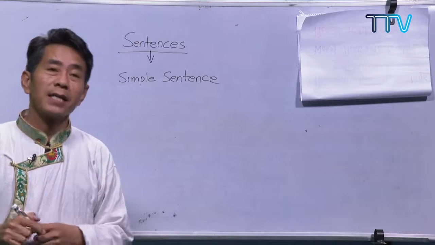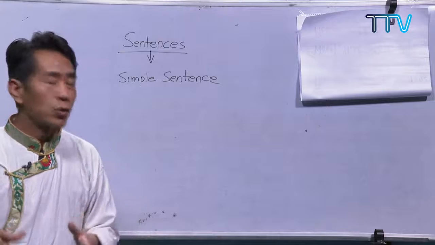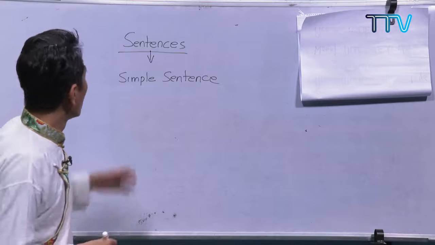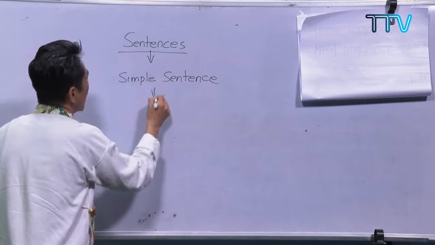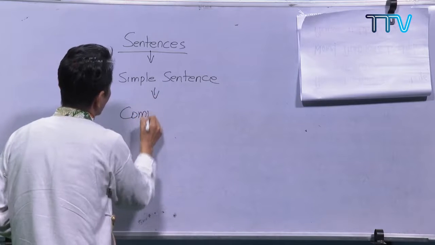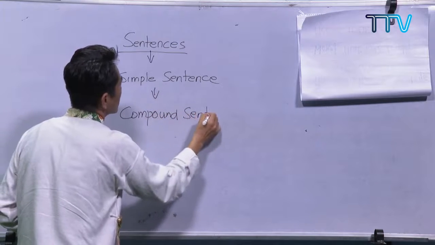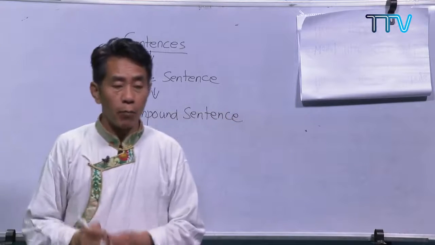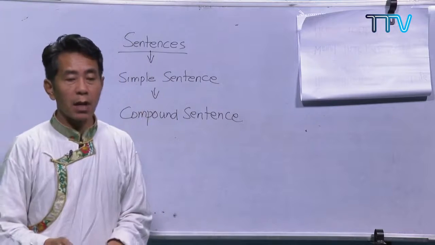In a simple sentence, we have one independent clause. I repeat the word clause again and again, and we are going to learn what a clause is in a few minutes. So, simple sentence, and I am here to teach you about compound sentence. We are going to start my session. Now, what is a compound sentence?